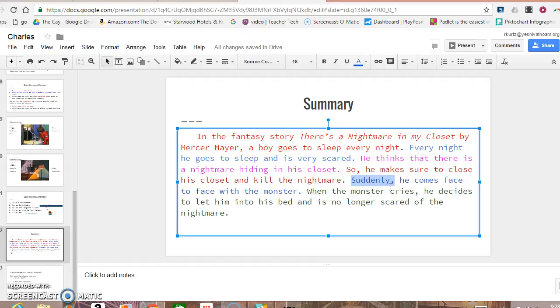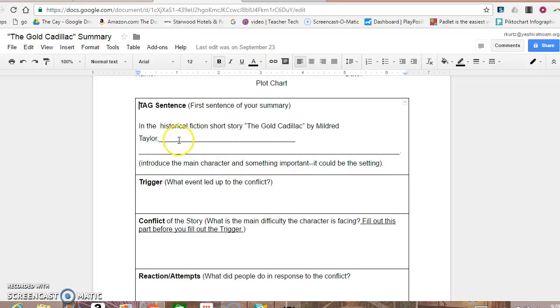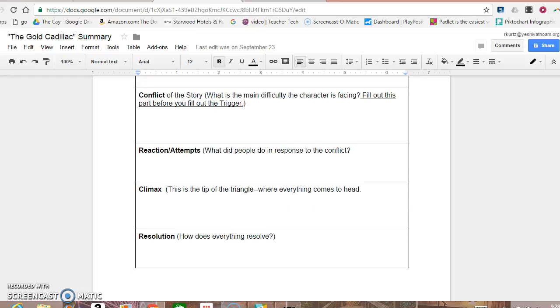And then when the monster cries, he decides to let him into his bed and is no longer scared of the nightmare. That is our resolution. So just to review, you pretty much take each of these parts. Each of these should be a sentence. So really, instead of 8 to 10 sentences, the reality is it's probably 7.